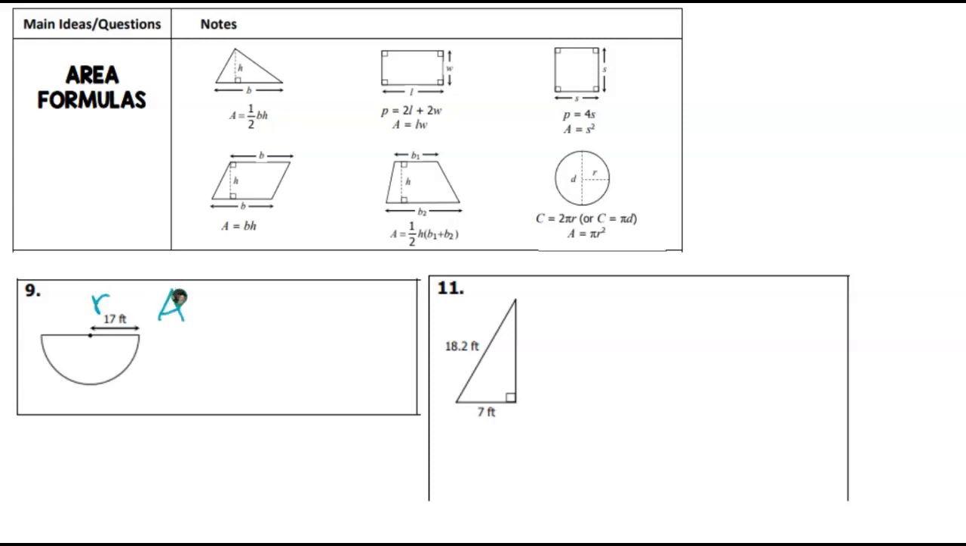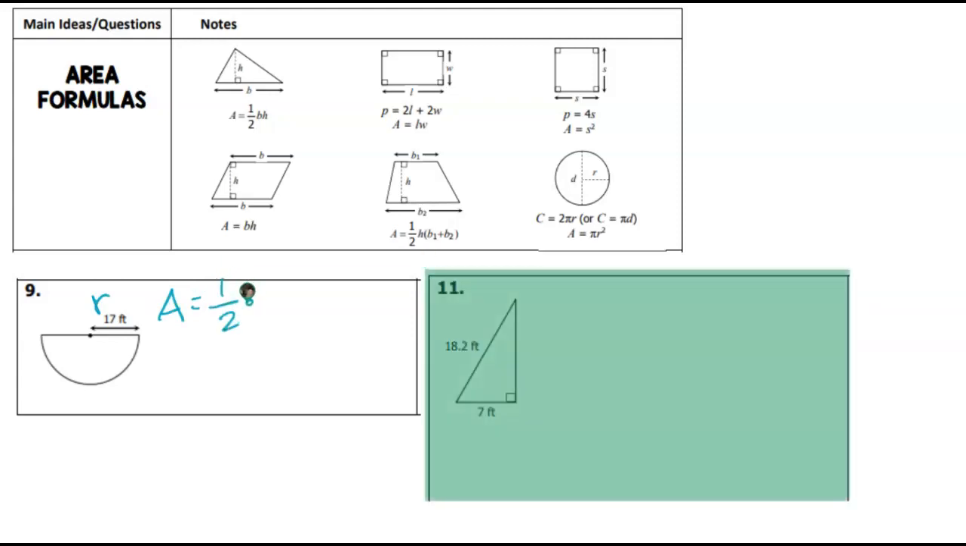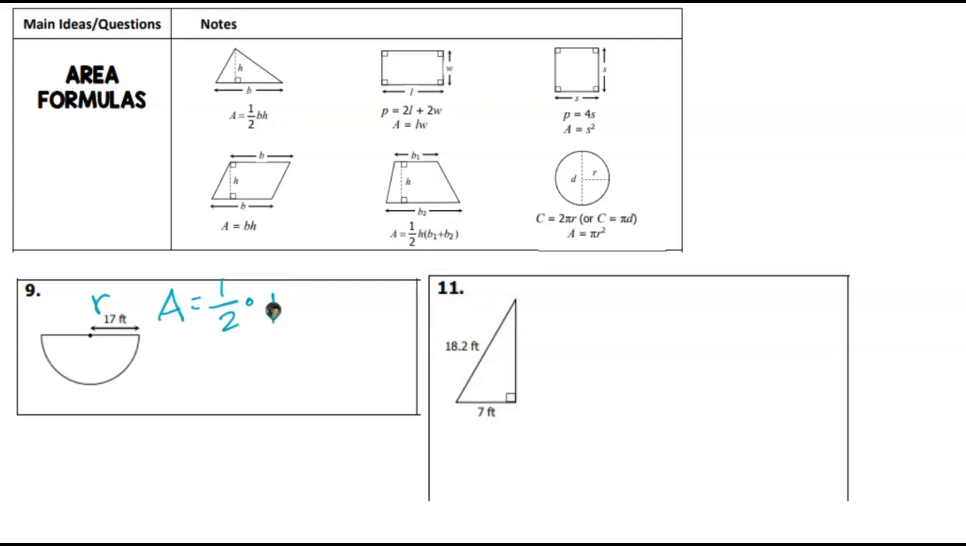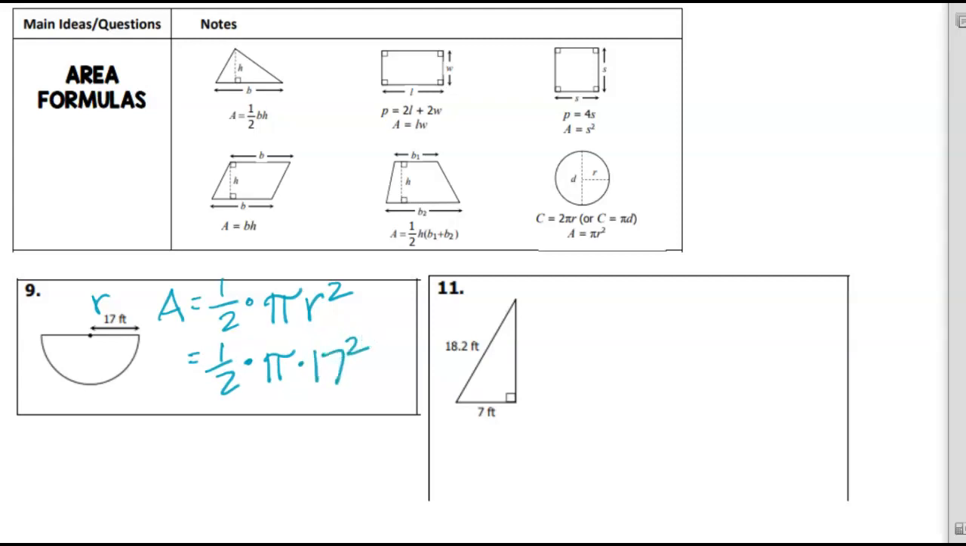I'm going to add in my 1/2 because I only want half of this circle, and I'm going to take pi r squared. So that's 1/2 times pi times 17 squared. And I'm going to show us in the TI-84 calculator how we can get that pi button.